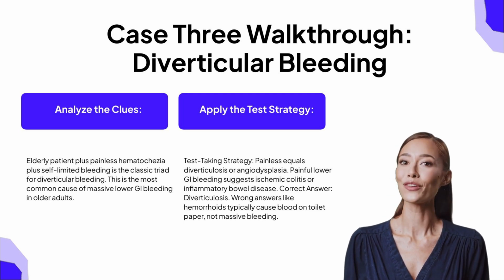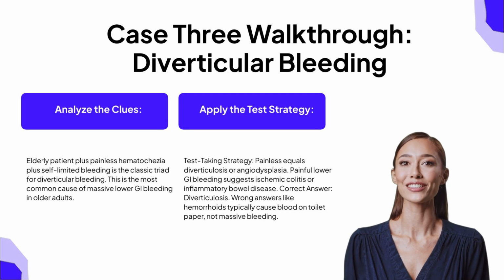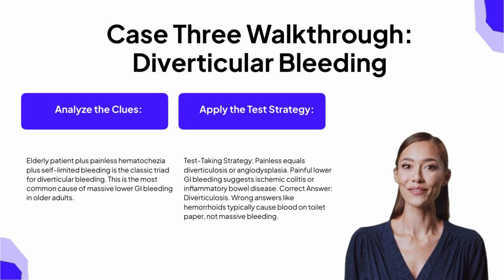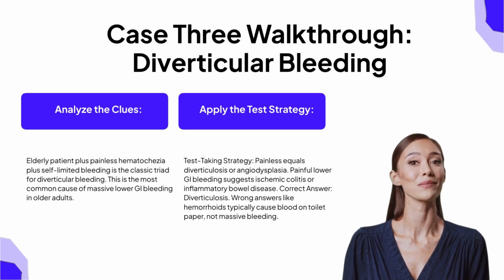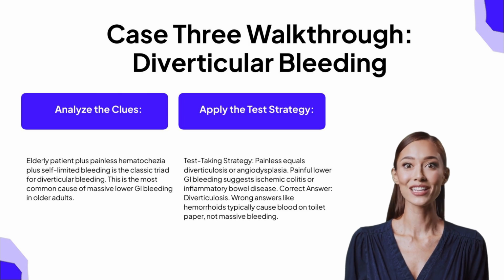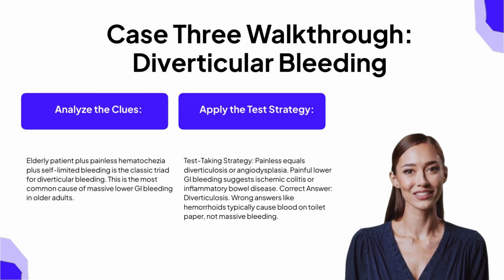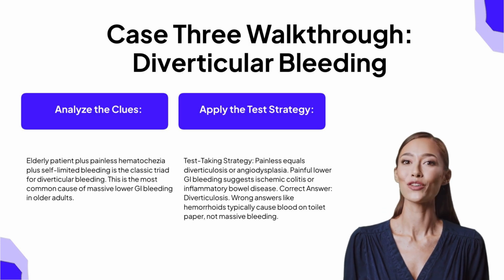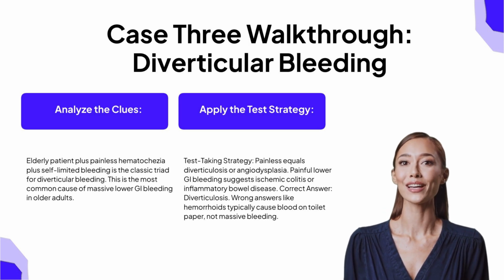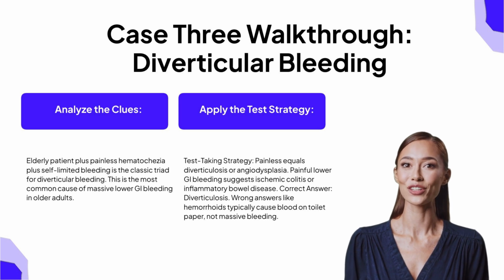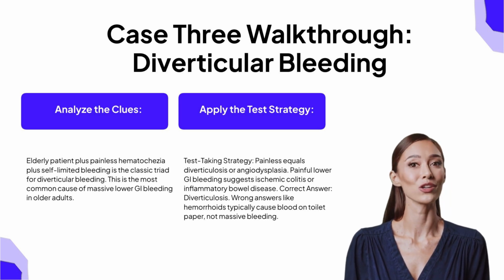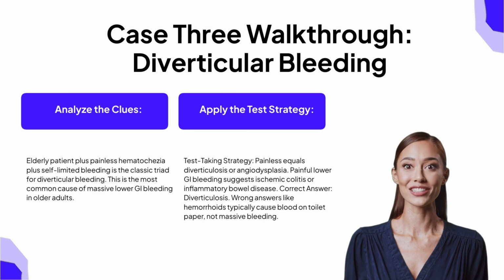Diverticulosis is the most common cause of massive lower gastrointestinal bleeding in older adults. Here's your test-taking strategy. Painless lower gastrointestinal bleeding in the elderly points to either diverticulosis or angiodysplasia. Painful lower gastrointestinal bleeding should make you think of ischemic colitis or inflammatory bowel disease. The correct answer is diverticulosis. Hemorrhoids would be a wrong answer because they typically cause blood on toilet paper, not massive bleeding.